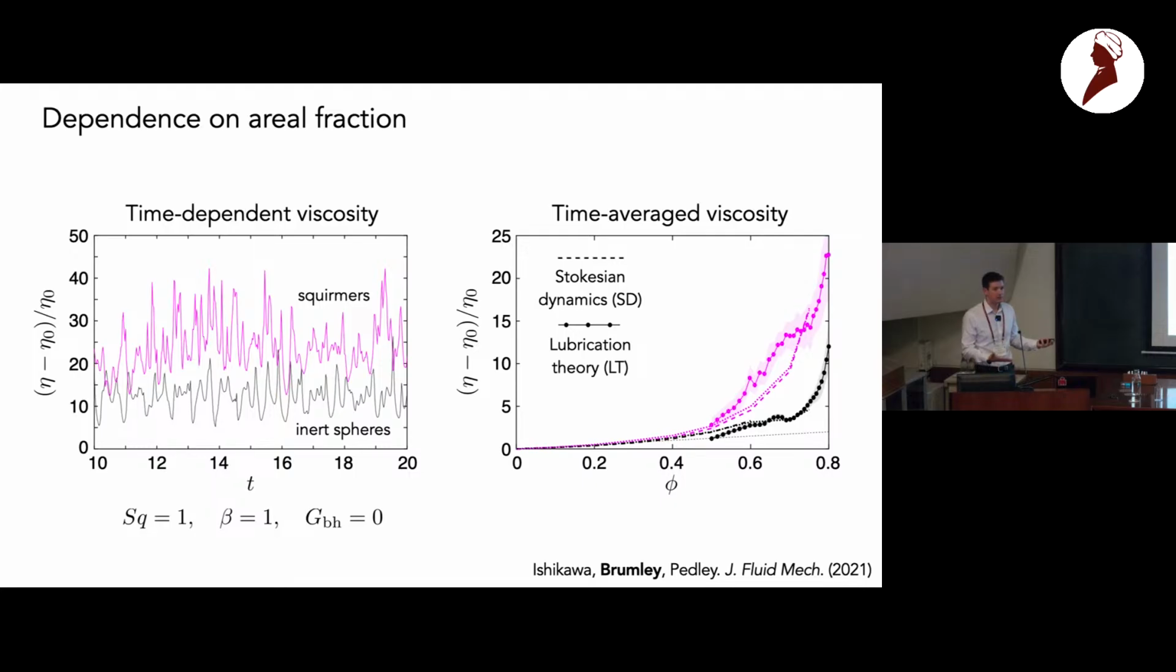And one of the key parameters we would like to vary, of course, is the areal fraction of spheres. As you pack more and more spheres in, the viscosity goes up, and it goes up more, for these particular parameters, for the case of active swimmers compared to the passive spheres. But the more important takeaway message from this is that both the lubrication theory and the Stokesian dynamics simulations, which are wildly different in the time it takes to compute them, give very similar results.